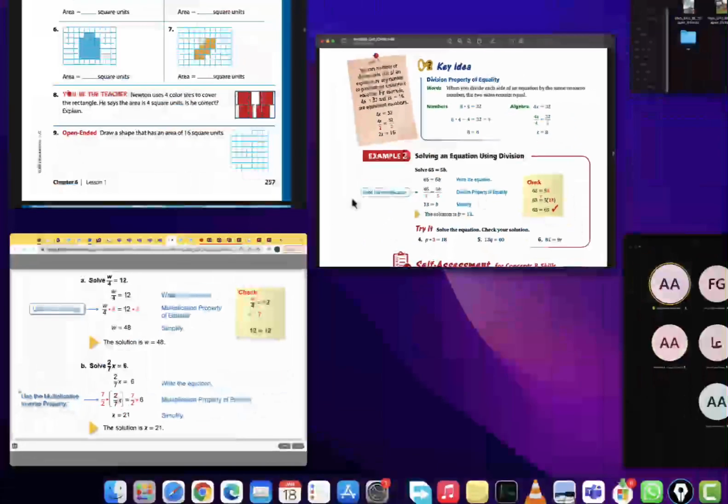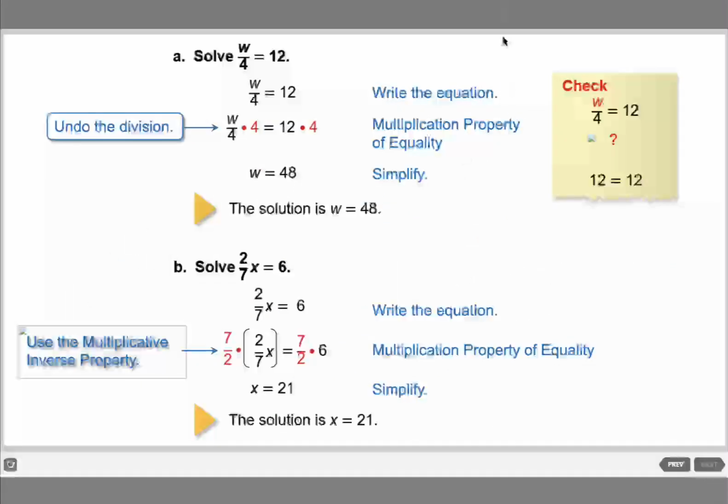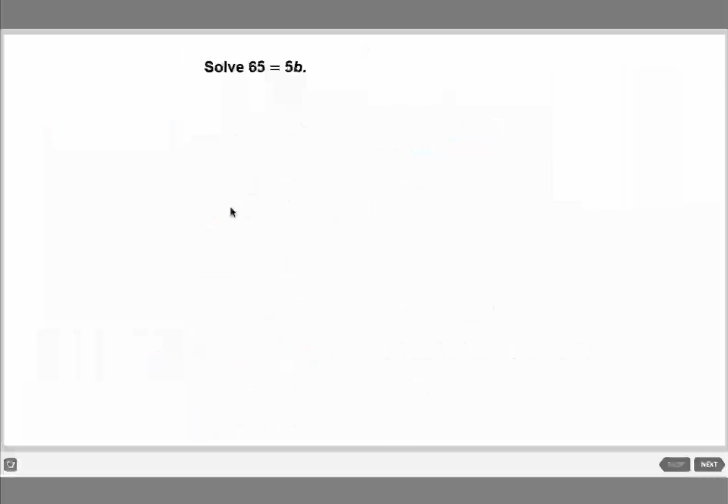Let's see an example for this. Okay, 65 equals 5b. 5b means 5 multiplied by b. How to remove the 5? This 5 is multiplied by b. Help me, my heroes. How to remove the 5 here? Use the inverse operation. Yes, Faris? Divide. Of course, divide by 5.